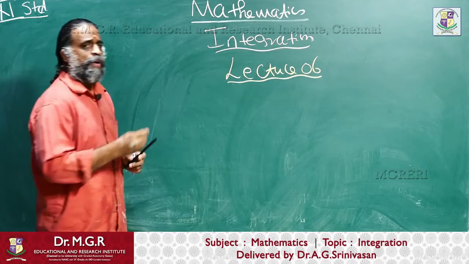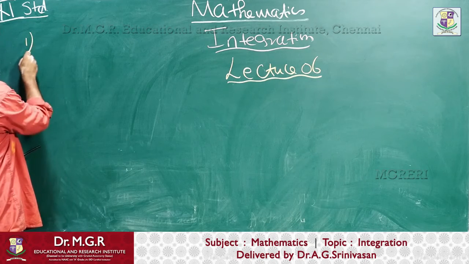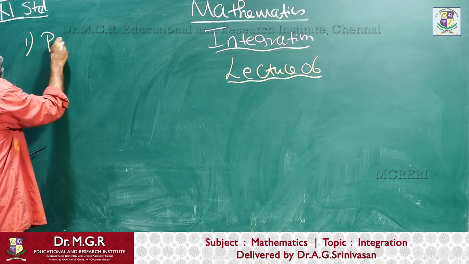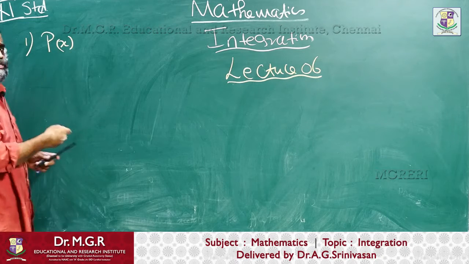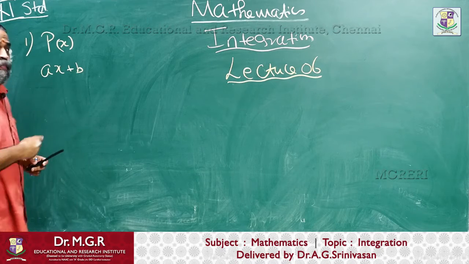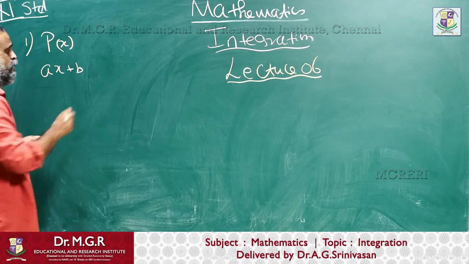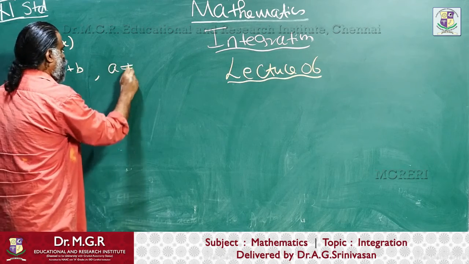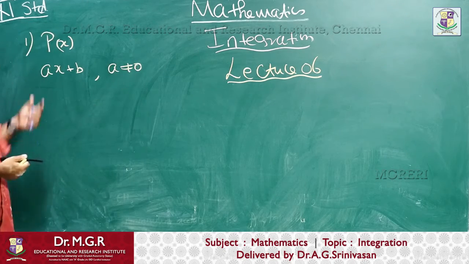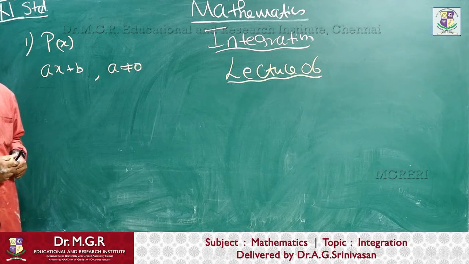Now we define a polynomial. These are the prerequisites required for partial fractions. We define a polynomial P of x. For instance, you can take ax plus b, a linear polynomial where a and b are constants. Certainly a is not equal to 0, because if a is 0, it is no more a linear polynomial.